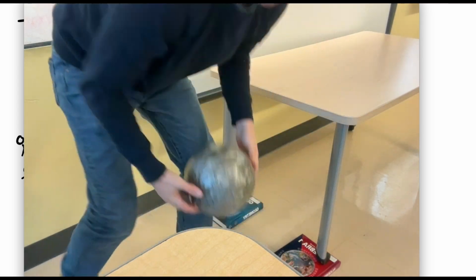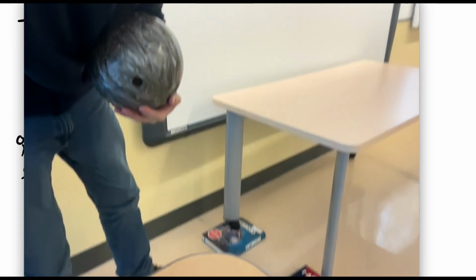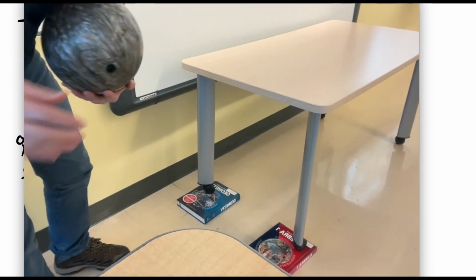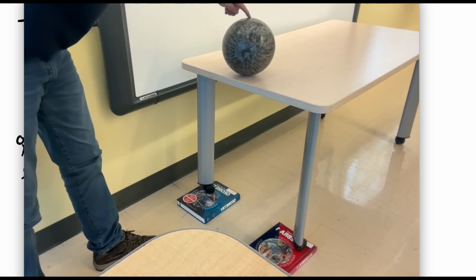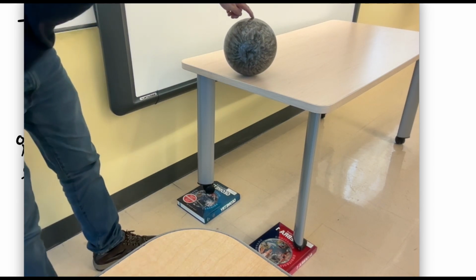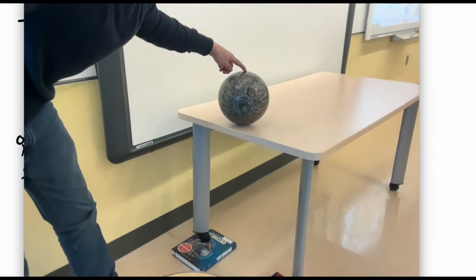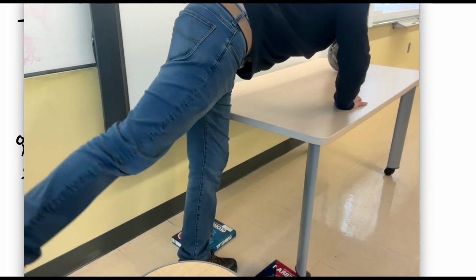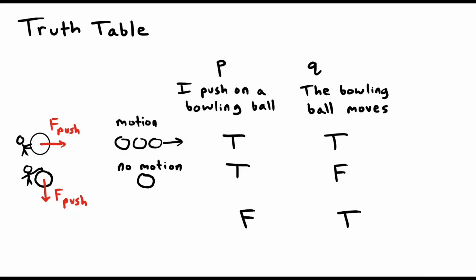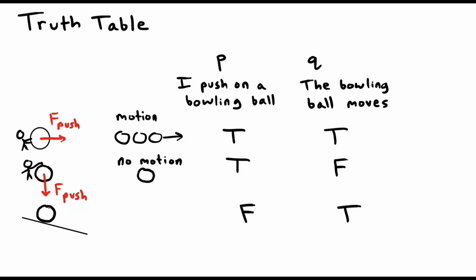Now let's see if it's possible that even though I don't push on the ball, perhaps it moves all on its own. It did. So, row 3 has happened here. And the ball rolled on its own down the ramp.